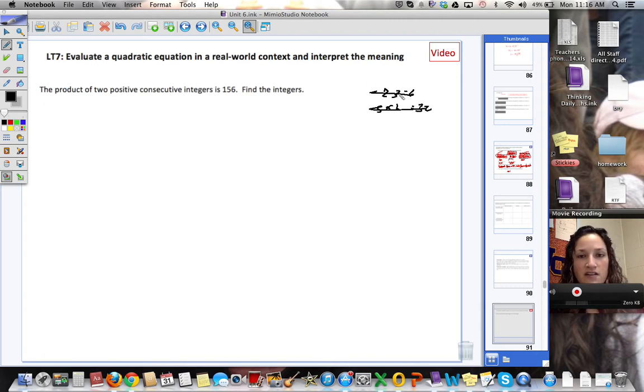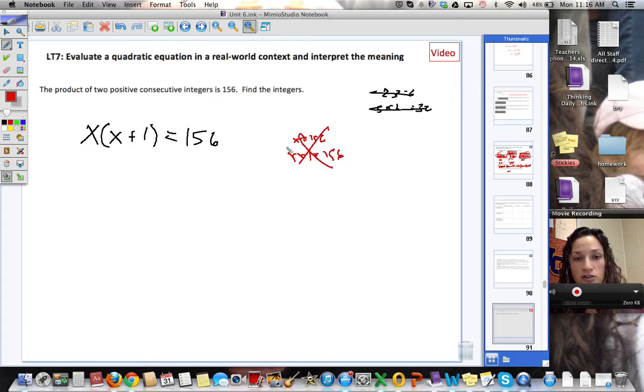What I know is that if I call the first number x, and I'm multiplying it by the second number, which is 1 bigger than x, so x plus 1, this is going to equal 156. A lot of you are probably thinking to set each factor equal to 156, like x equals 156 and x plus 1 equals 156. We cannot do this, because you can only do that if the product equals 0, and this does not equal 0.